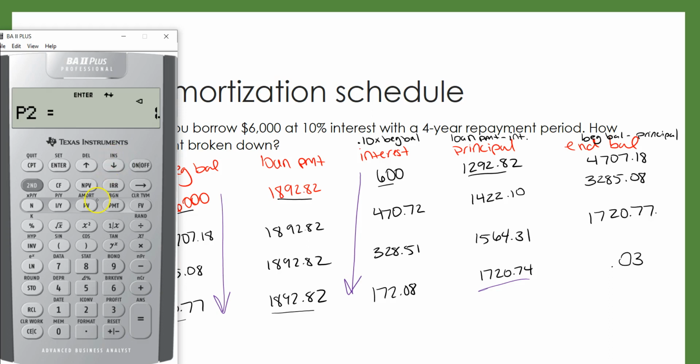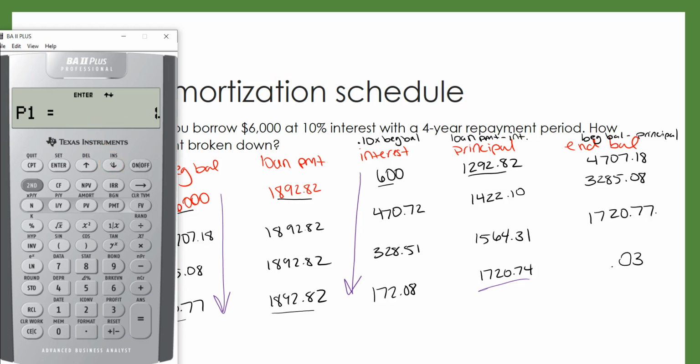So now that we have calculated this, we can scroll down. Notice how this matches up with our loan amortization table. We see that at the end of year 1, our balance is $4,707.18. The principal that we paid is $1,292.82. The interest that we paid is $600.